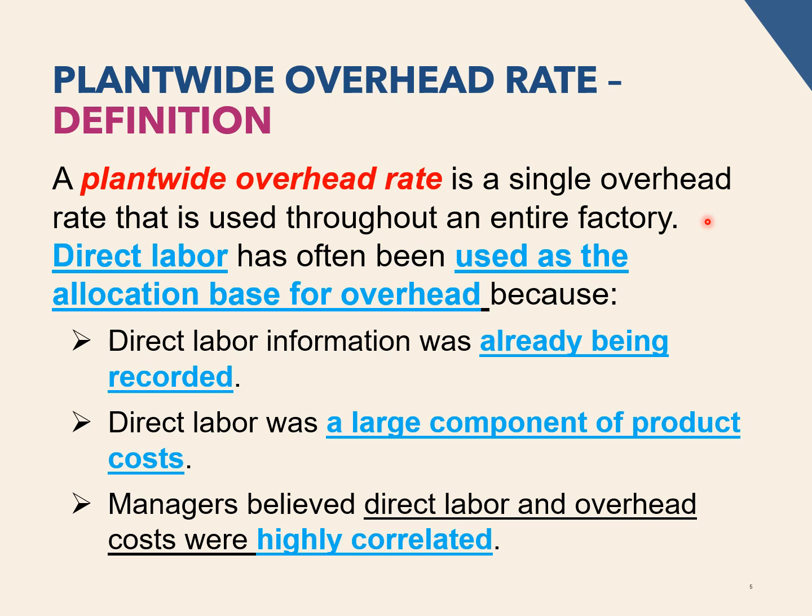A plant-wide overhead rate is a single overhead rate that is used throughout an entire factory. Direct labor has often been used as the allocation base for overhead because direct labor information was already being recorded. Direct labor was a large component of product costs. Managers believed direct labor and overhead costs were highly correlated.